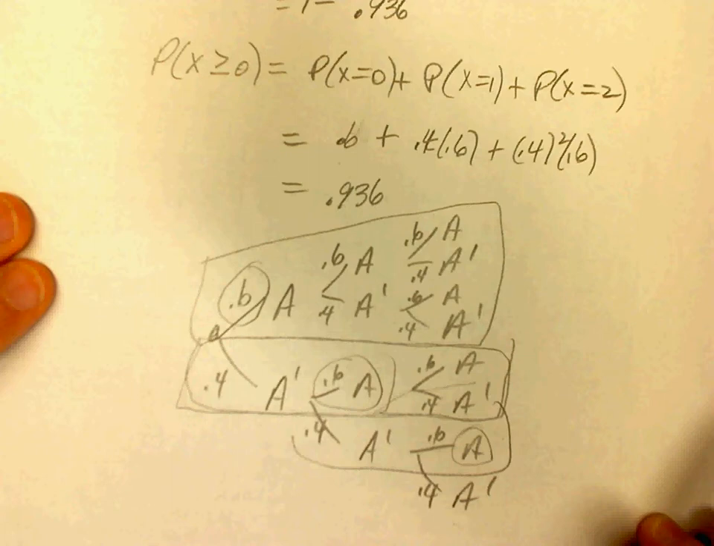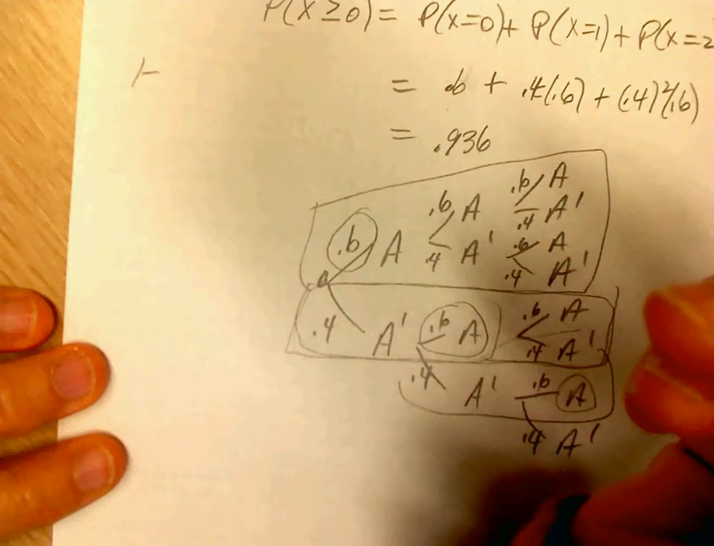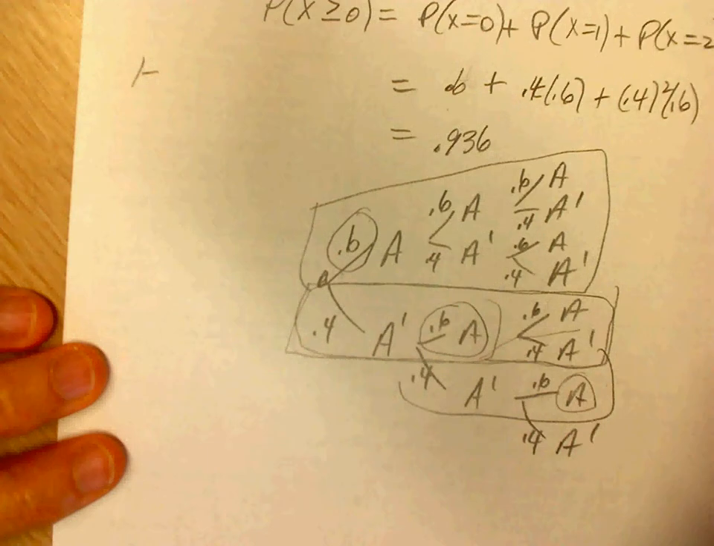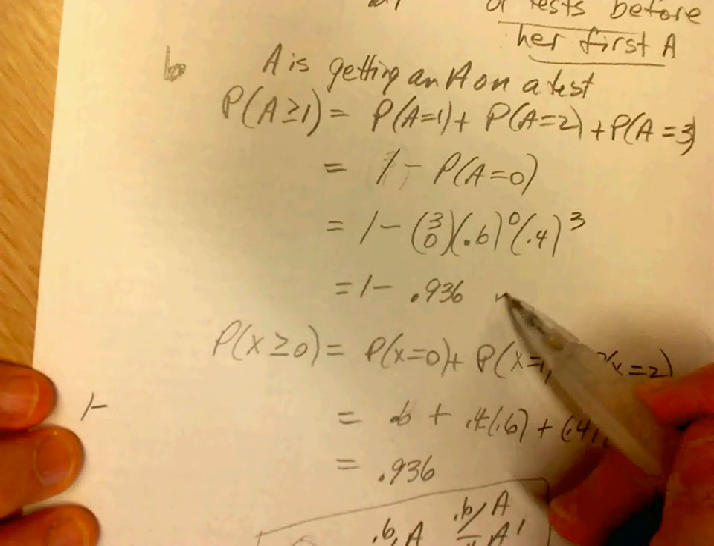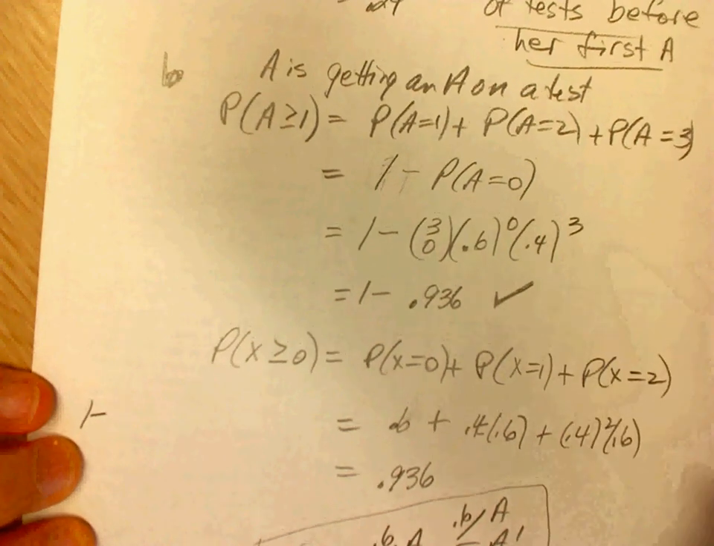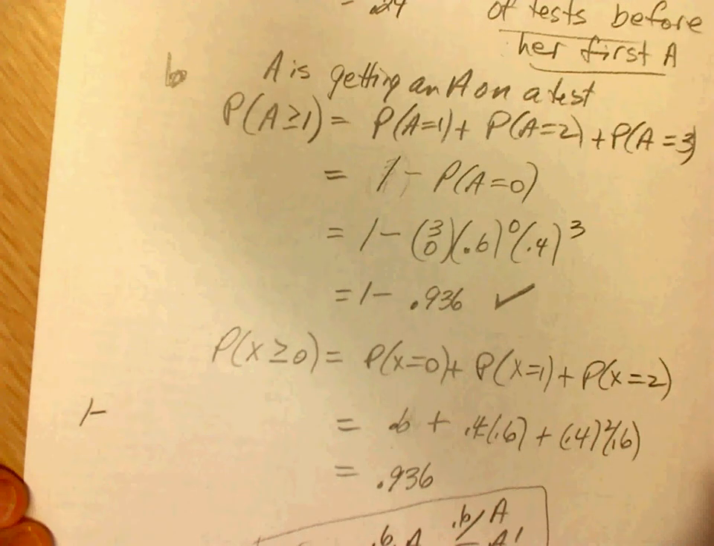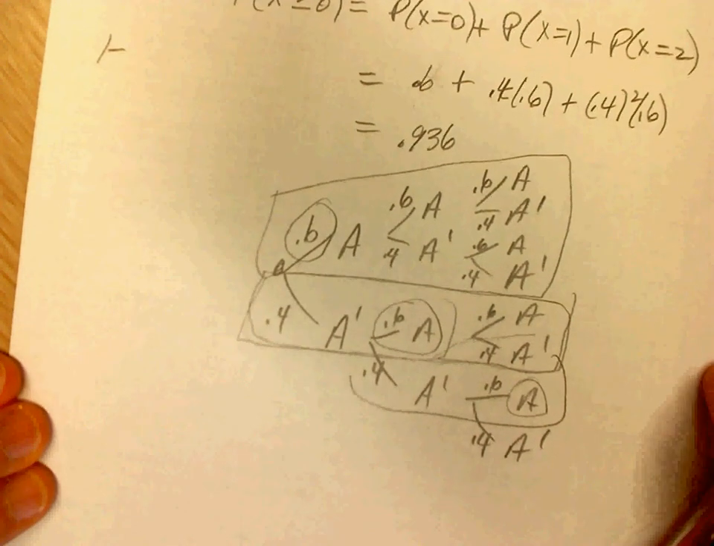Oh, so you went 1 minus the test on the first one? Yeah, that's what I did up there. Yeah. Okay. Anything else before we move on to hypergeometric?